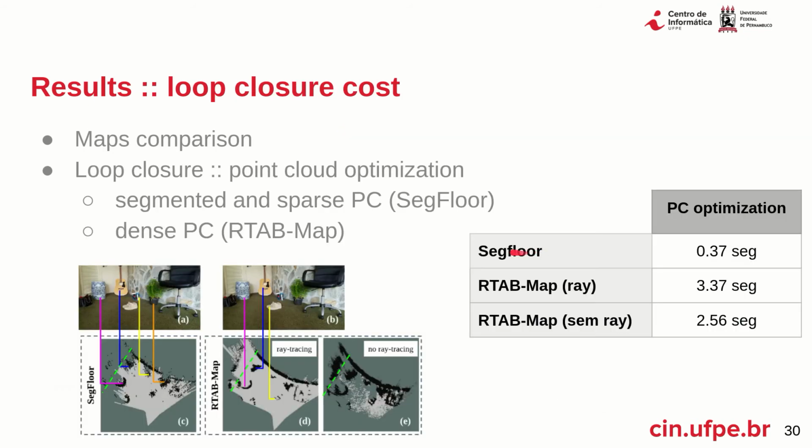Regarding the remaining scene without a map ground truth, you can see the resulting map from both SegFloor and RTAB-Map, where some elements are indicated. Through this scene, we want to highlight the cost of the point cloud optimization once a loop closure is detected. While our segmented point cloud is optimized in 37 seconds, for RTAB-Map, the optimization of its dense point cloud cost almost 10 times more than our proposal.